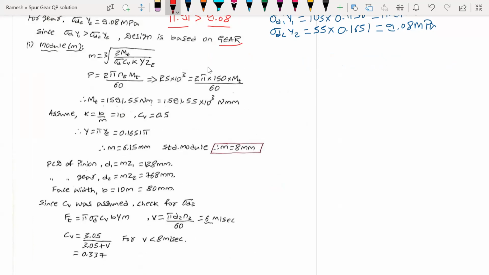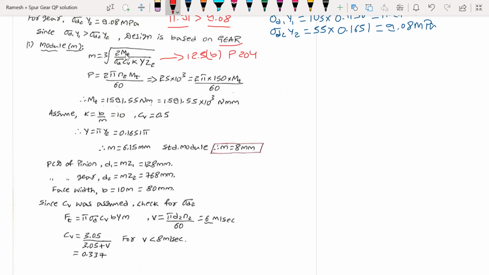First, we are asked to calculate the module. We know the equation to calculate the module. This is the equation. In the design data book, this equation 12.5b is there on page number 204. I am going to take this.